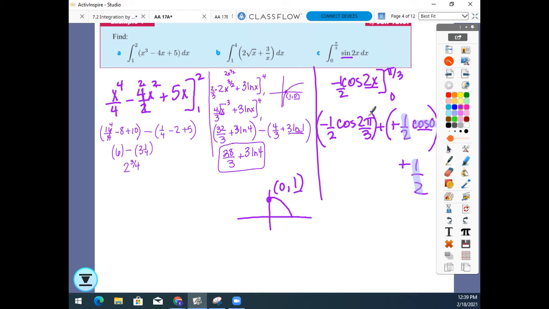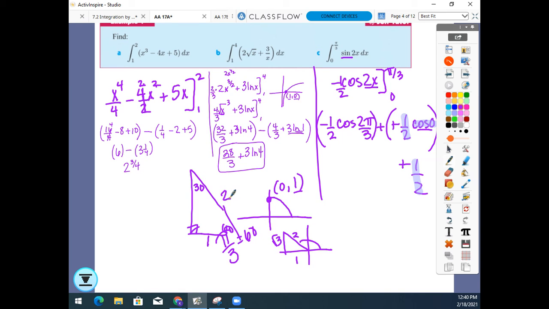Now, 2 pi over 3, we have to use triangles. All right, 2 pi over 3 is over here. This is where this is 2 pi over 3. This is pi over 3. Pi over 3 is 60 degrees. So this is our 1, 2, square root of 3 triangle. Let me kind of blow this up a little. If this is 60, this is 30. So across from 30 is 1. Hypotenuse is always 2. Square root of 3.